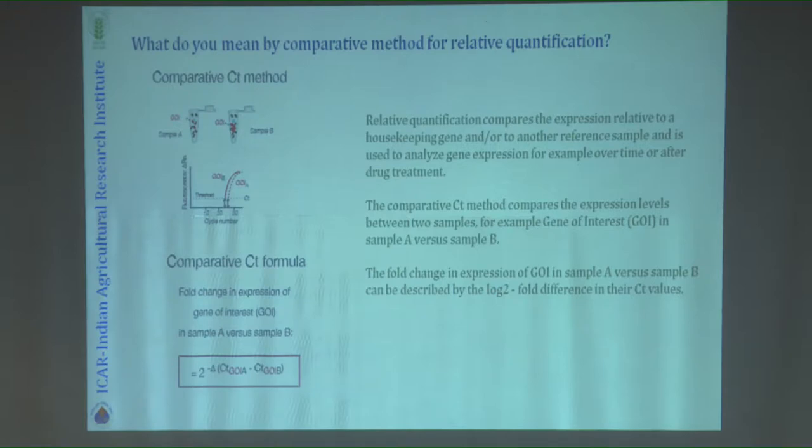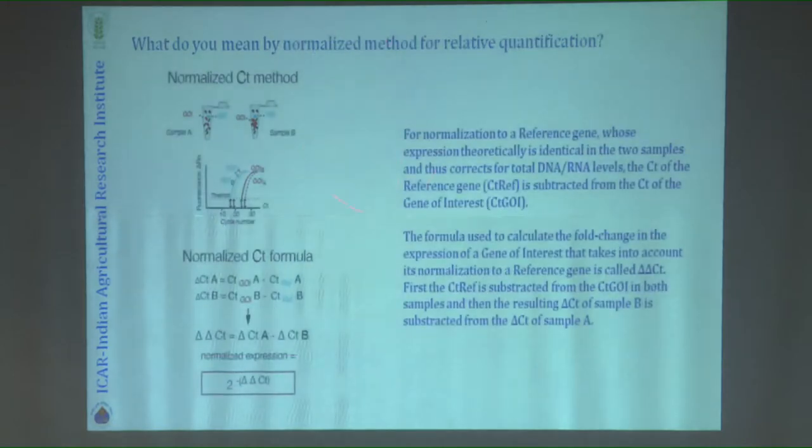There are a couple of equations which are available with each real-time machine which you buy. They also will give you how to do the comparison. And you can also use a normalized method where normalization is done to a reference gene whose expression is theoretically identical in the two samples, which then corrects for the total RNA or DNA levels, and the CT of the reference gene is subtracted from the CT of the gene of interest. So we have equations to talk about that.